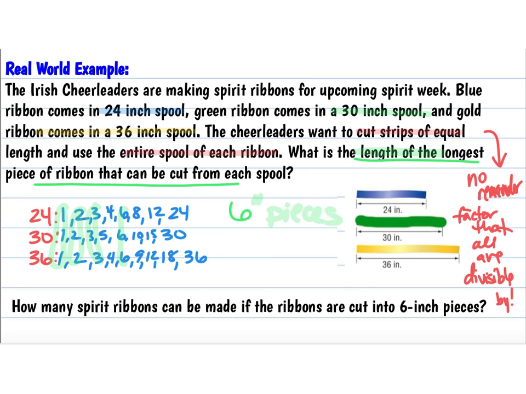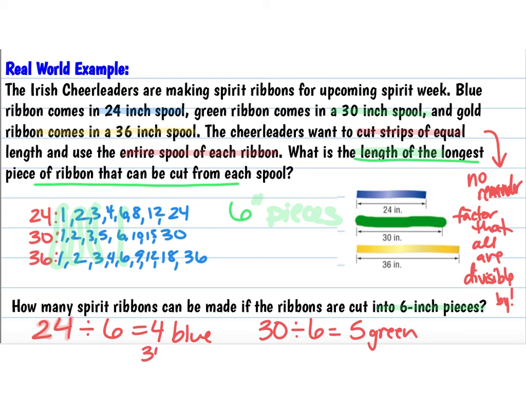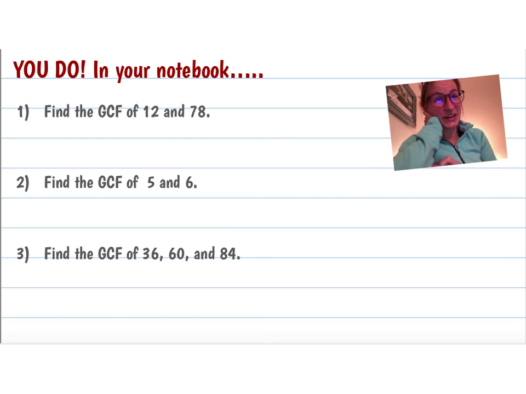I'm suddenly using the highlighter. So the question below then, how many spirit ribbons can be made if the ribbons are cut into 6-inch pieces? Well, that means that with a 24, we are going to divide that by 6-inch pieces. How many 6-inch pieces fit in there? And that's 4 of the blue. For the green, it was 30 inches. How many times does 6 fit in there? That's 5 6-inch green ribbons. And then for the 36-inch gold, that's 6 6-inch gold ribbons.